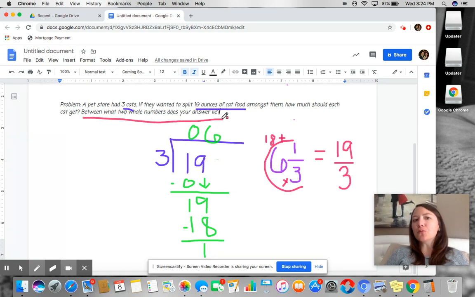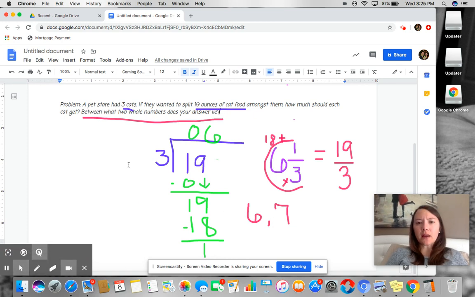It asks me between what 2 whole numbers does your answer lie? It's easier to look at a mixed number to determine the whole numbers it is between. I know that I have a 6 right here, which means that this is going to be between 6 and 7. So 6 1/3 is between 6 and 7 as whole numbers.